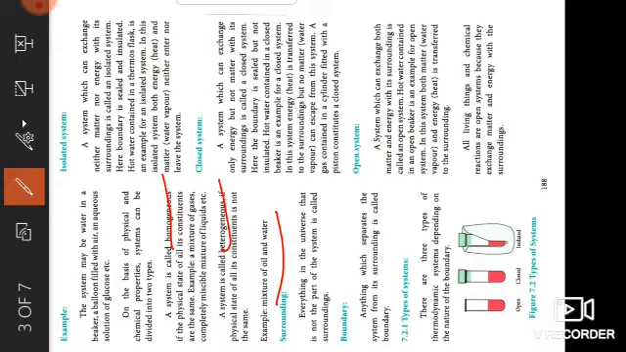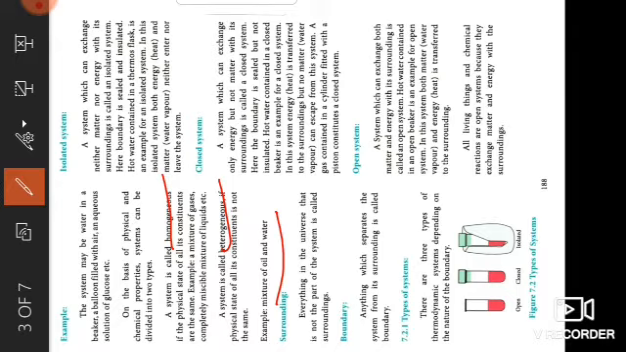There are three types of system. First one is the isolated system. A system which can exchange neither matter nor energy with the surroundings is called the isolated system. What is meant by isolated system? Its boundary is sealed and insulated. Example, thermoflask. Isolated system, so let us take a thermoflask.